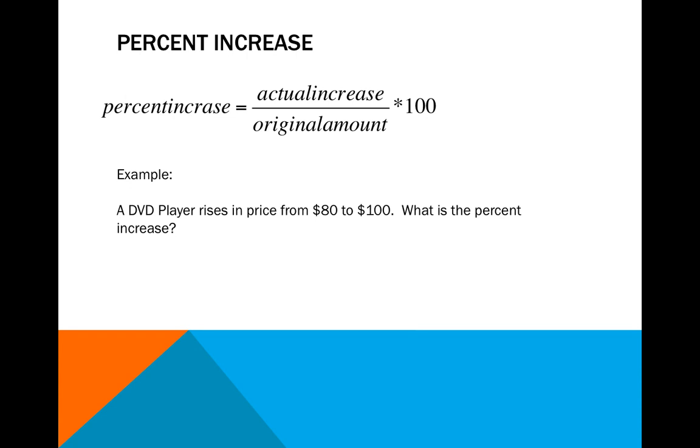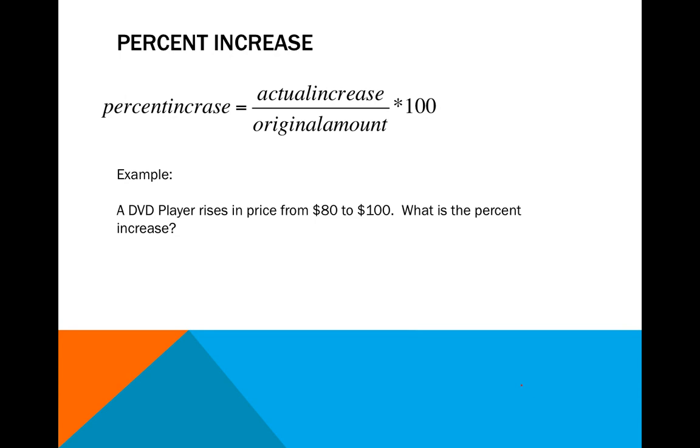Percent increase and percent decrease. You just want to make sure you actually are thinking about what's happening. So the percent increase is the actual amount of increase relative to the original amount. So how much did something go up divided by the original amount? And then we multiply by 100 to turn it back into a percent.